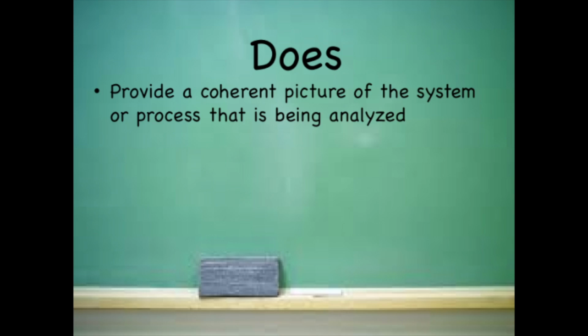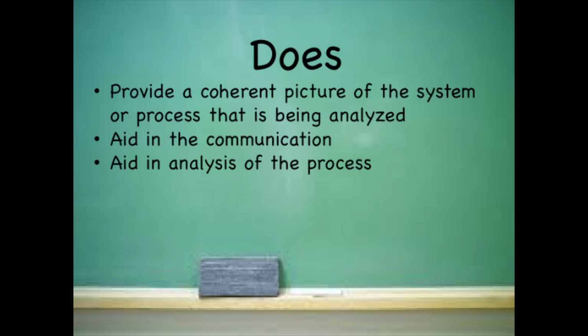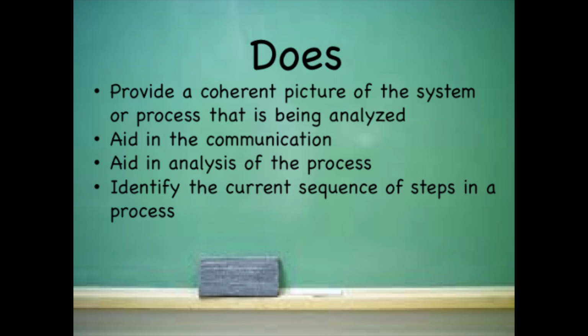Now, let's talk about what the process flow map does and does not do. It does provide a coherent picture of the system or process that is being analyzed, and it does aid in communication, and it does aid in analysis of the process. It does identify the current sequence of steps in a process, and it does signal where you want to collect data.